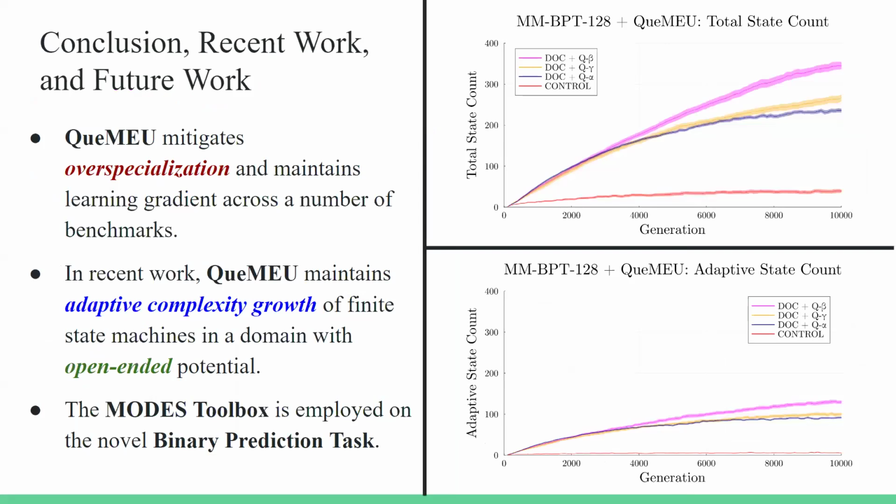And so finally, in conclusion, that summarizes the results given in the paper, where we see that the new QMU heuristic mitigates the problem of overspecialization and maintains a learning gradient.